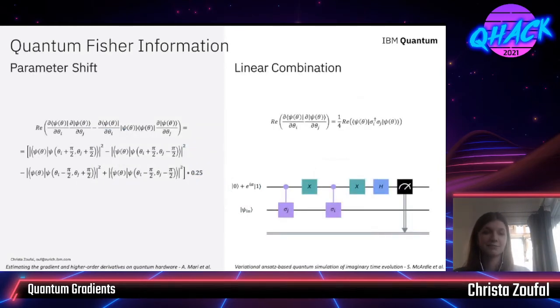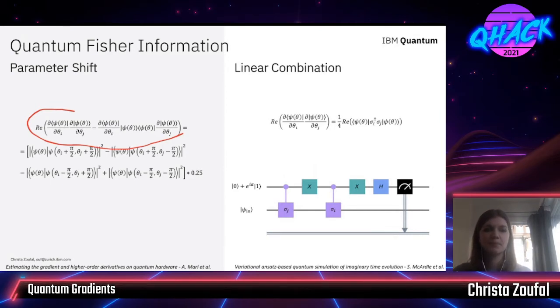Okay, now we can again either use a parameter shift approach or a linear combination approach. For the parameter shift, I'll show you how to compute the full QFI. For the linear combination approach, I will now only consider the first term. The second term can be done similarly, but just for the sake of time, I will stick to this one.